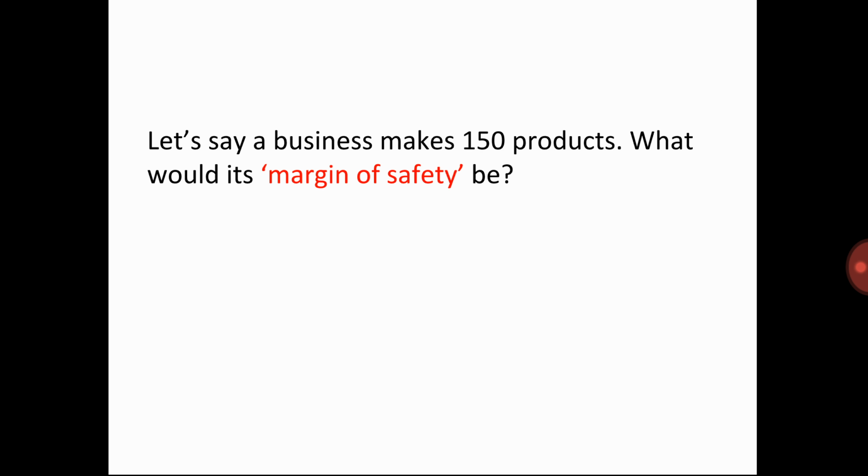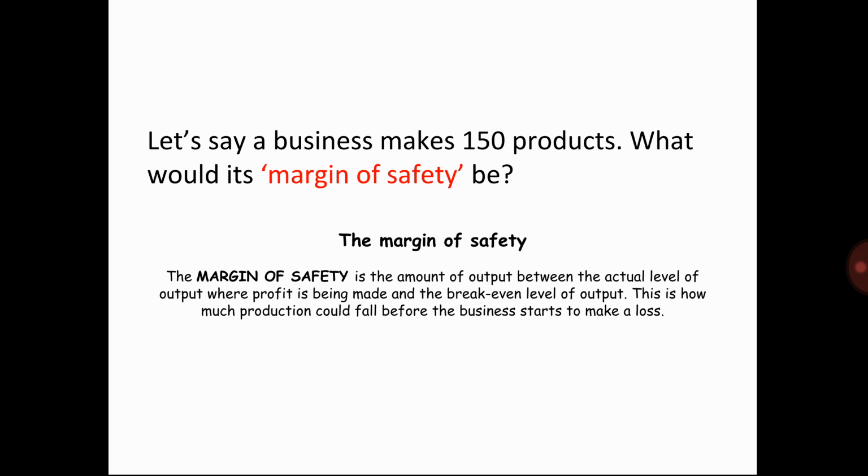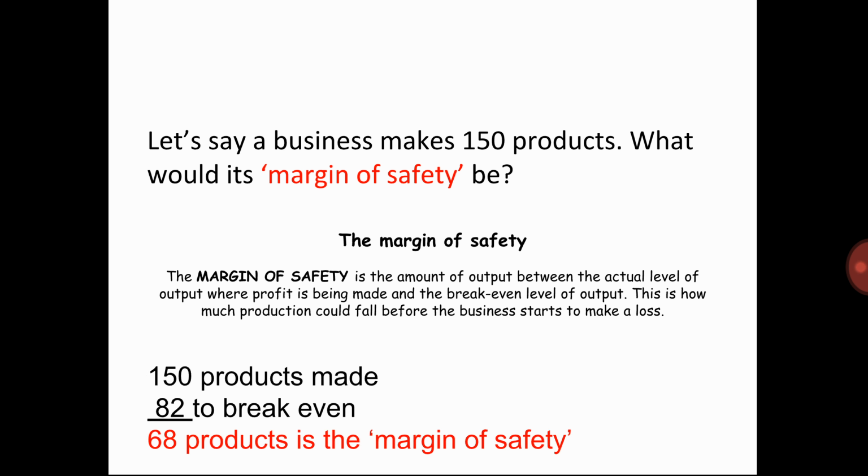Let's say a business makes 150 products. What is its margin of safety? Margin of safety is the amount of output between the actual level of output and the break-even level of output. In this case, 150 products are being made. We need 82 to break even. 68 products is the margin of safety.